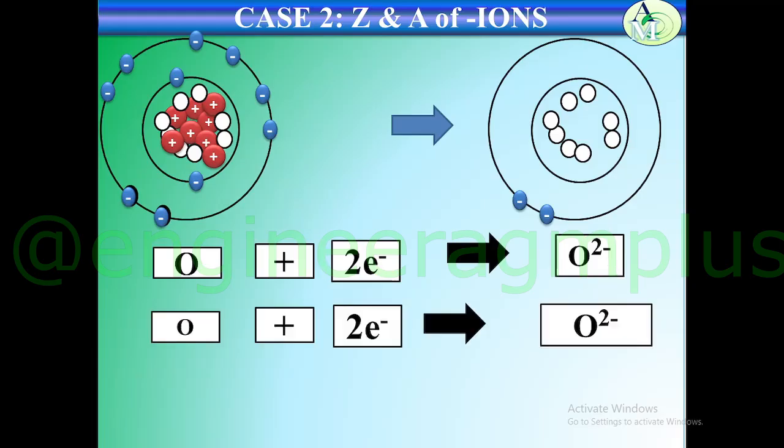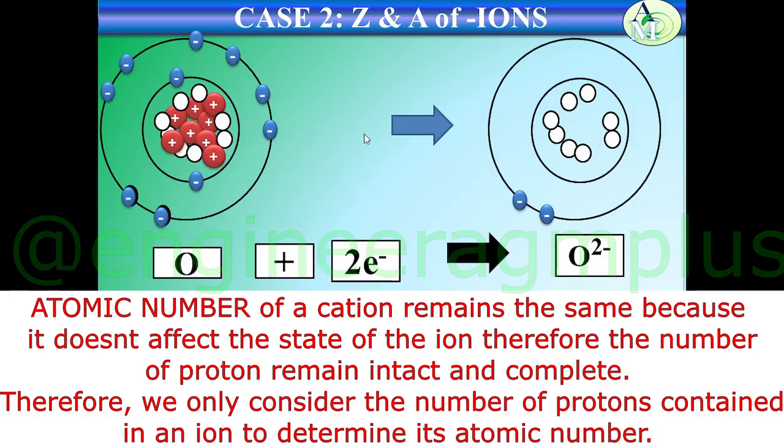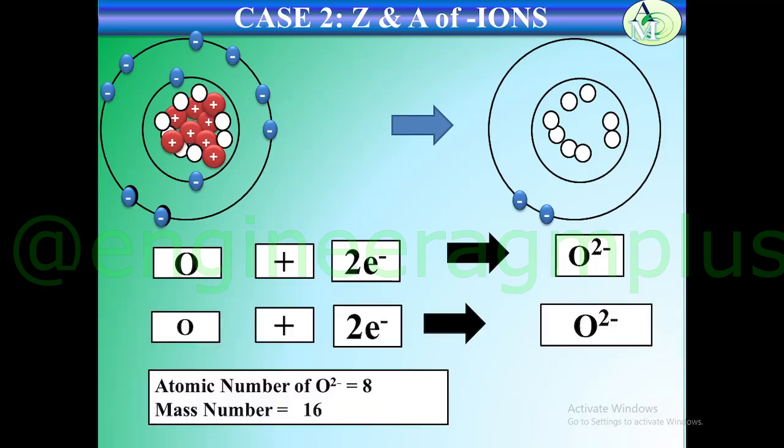Now the question is, when oxygen releases electron, what is its atomic number and mass number? Let's just focus on the atomic number. The atomic number does not change. It remains the same. Why? Because the atomic number does not affect the state of the atom. It only affects the transfer of electron. So the atomic number of this case is the number of protons only. And what's the number of protons? 1, 2, 3, 4, 5, 6, 7, 8. The atomic number of oxygen is 8. While the mass number, if the neutron is 8, is 16.